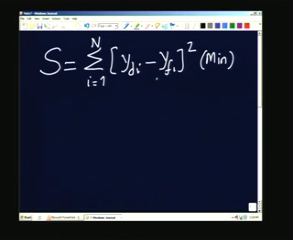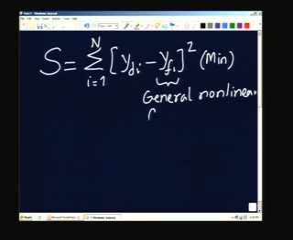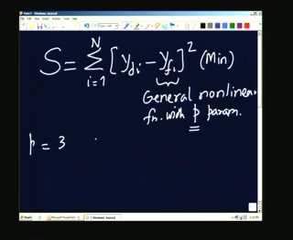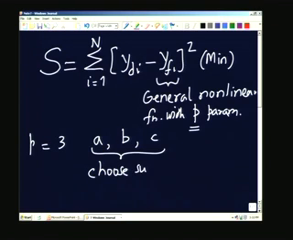and this is a general nonlinear function with p parameters. Here p may be 2, 3, 4, whatever the number. So what I have to do is find out the values. For example, if p is equal to 3, that means that I may have A, B, C. Choose such that S is the smallest.